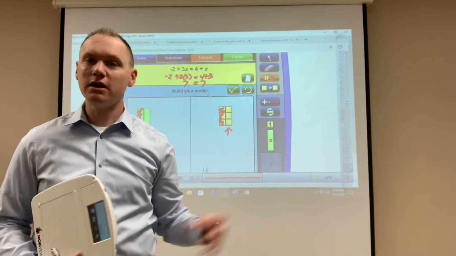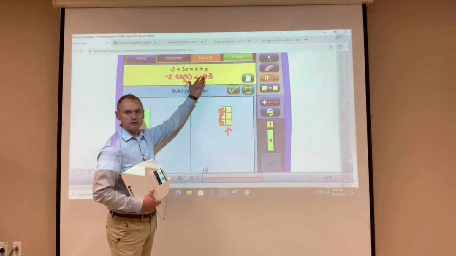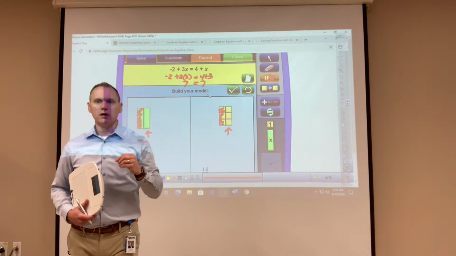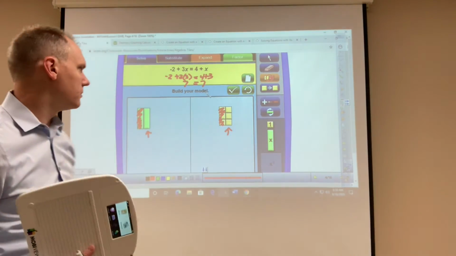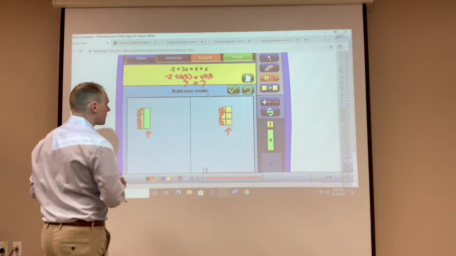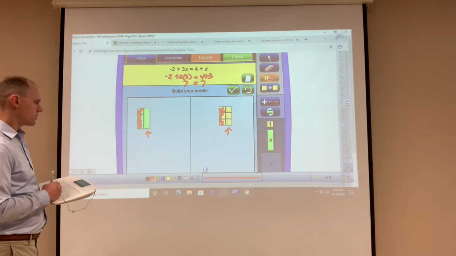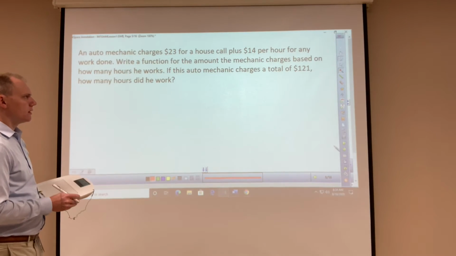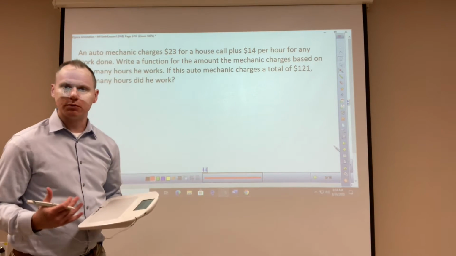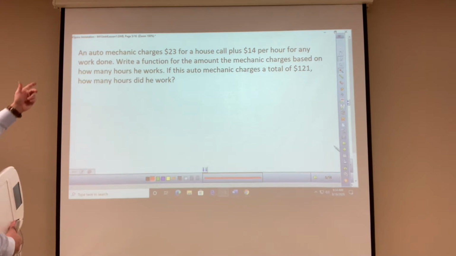If x is any other number, then this is not equal, right? So we're trying to find the value that makes both sides equal the same quantity. So that's kind of how to use algebra tiles to do that. And we're going to continue to think about this idea, but we're going to maybe move into more of an algebra-based representation. So let's go back to our warm-up.